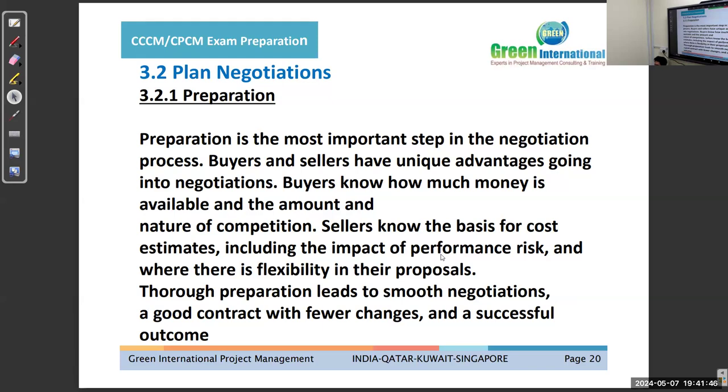Preparation. Preparation is the most important step in the negotiation process. Buyer and seller have unique advantages going into negotiations. Buyer knows how much money is available and the amount and nature of competition. Seller knows the basis for cost estimates, including the impact of performance risk and where there is flexibility in their proposals. Thorough preparation leads to smooth negotiations, a good contract with fewer changes, and a successful outcome.